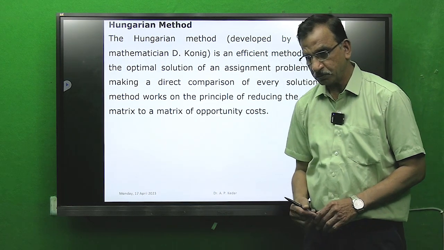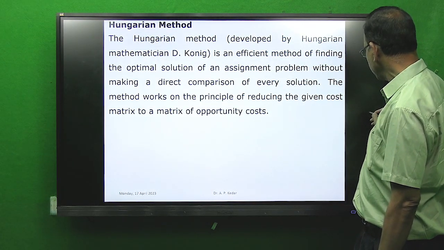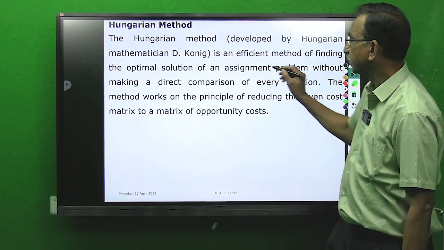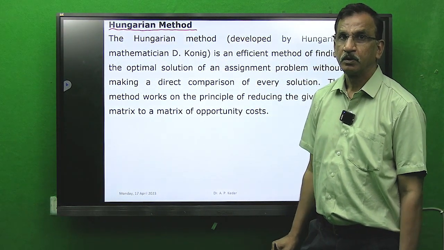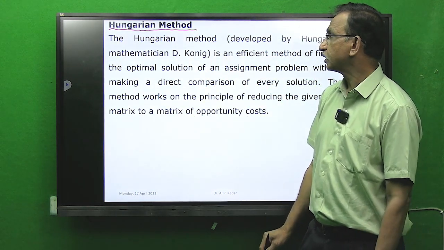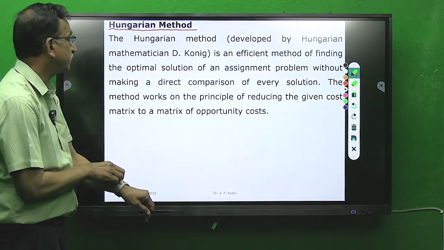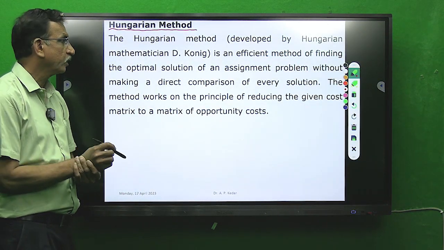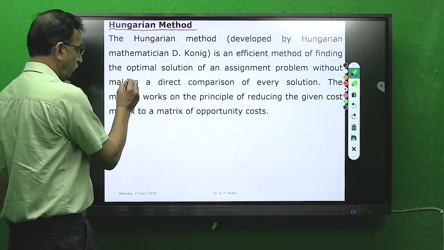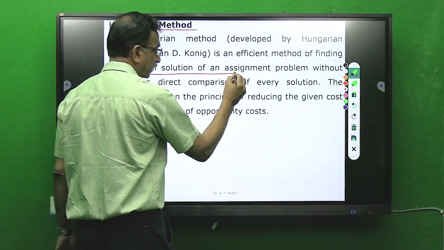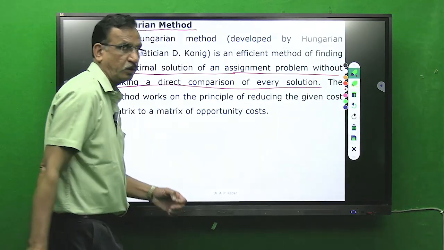Now the scientist Hungarian has developed a special method to solve the assignment problem. Here the Hungarian method, developed by Hungarian mathematician D. Koenig, is an efficient method. It is a very special design method for finding the optimal solution of an assignment problem without making direct comparison of every solution.